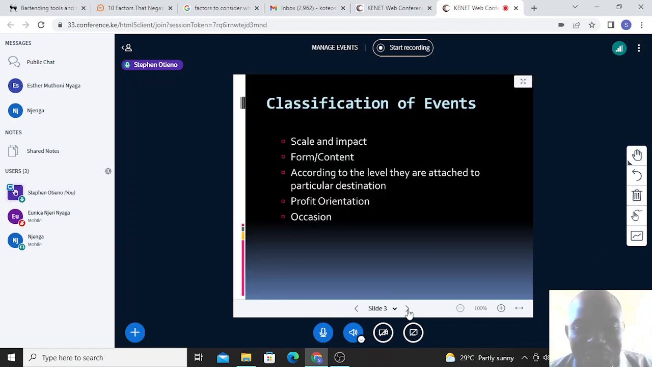So let's look at some of the ways that we use to classify events into types. We have several ways. The first one is on scale and impact. In scale and impact, we end up with such events as mega events, hallmark events, major events, and local events. The second basis of classifying events is on form and content. Based on form and content, we have cultural celebrations, arts and entertainment, business and trade fairs, and sporting events such as the World Cup. We also have scientific and educational events as well as political and state events.